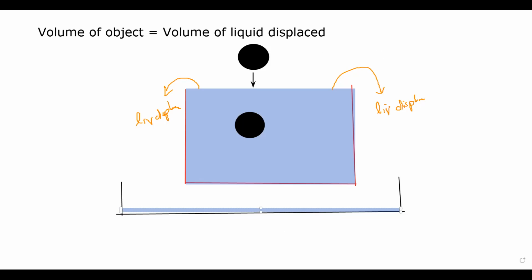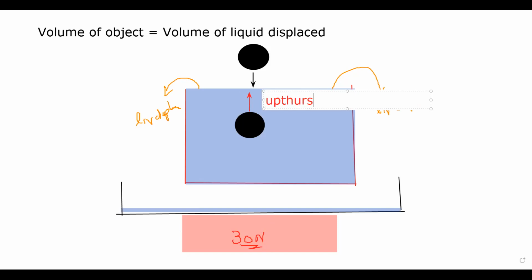For example, if we place it on the balance and we measure the weight, say the weight of the liquid that is coming out, only the liquid, is 30 Newton. So what does it mean? What is the meaning of this 30 Newton? Actually the liquid is applying an upward force, that's called upthrust. The upward force is always up, that's why it is called upthrust. The direction is vertically upward.